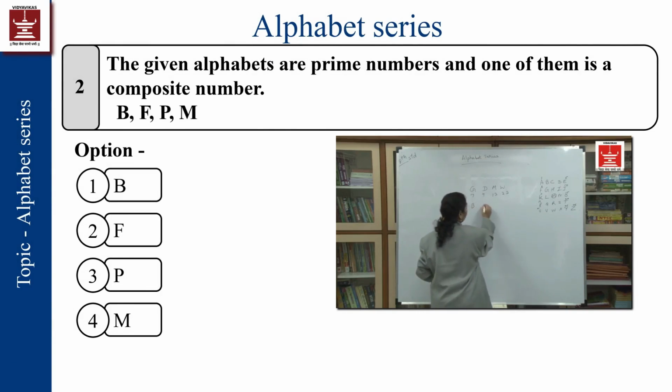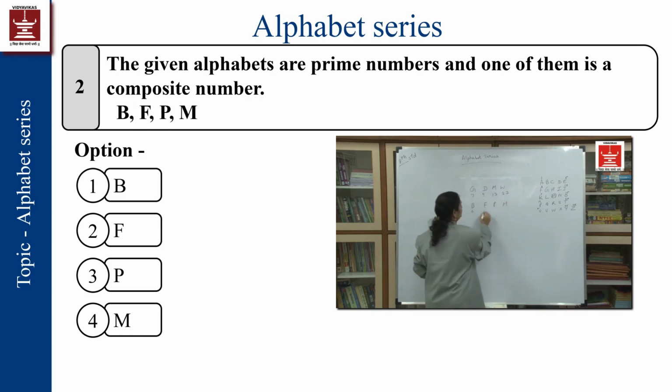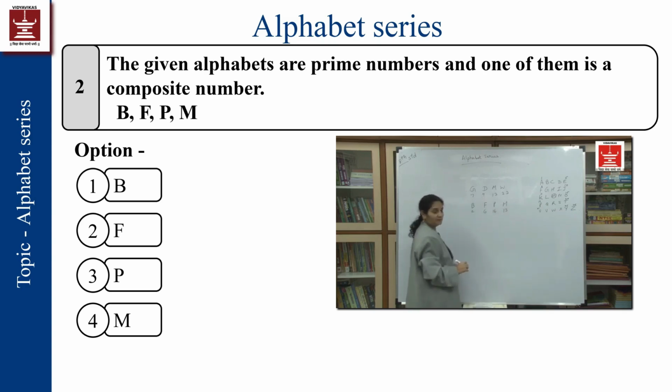B, F, P and M. Again here, B is 2, F is 6, P is 16 and M is 13. 13 is a prime number. Okay, 13, 23, 7, it can be any one of them. We need to remember A won't be considered, because A is neither a prime number nor a composite number. So basic information about numbers we are going to use everywhere.